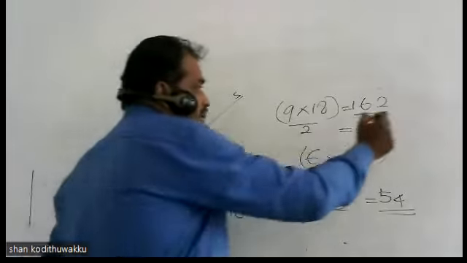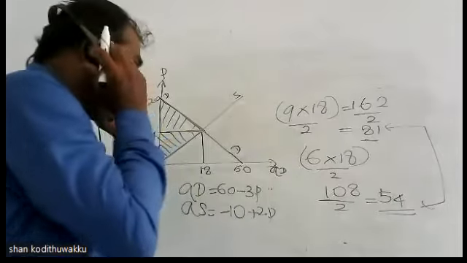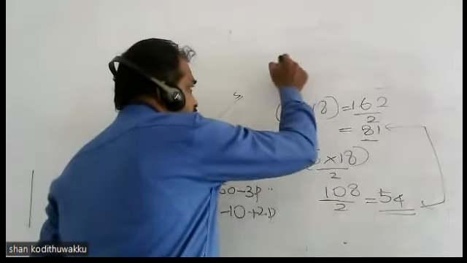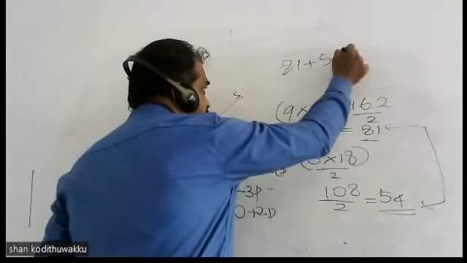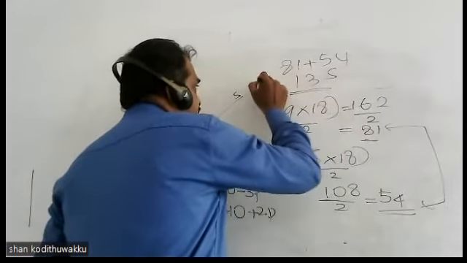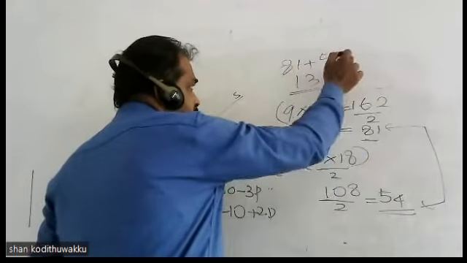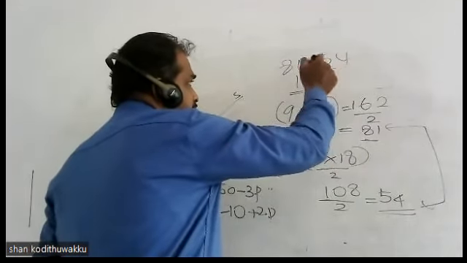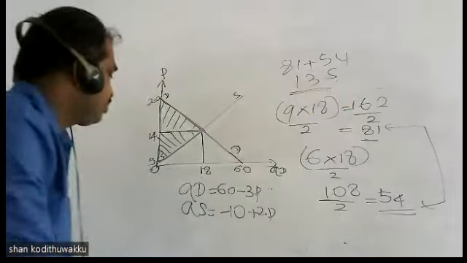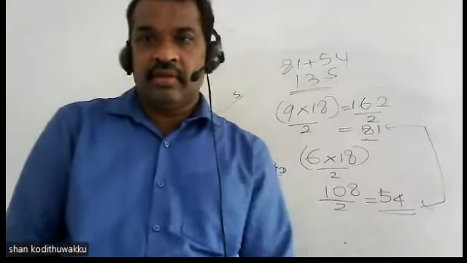Economic surplus is the addition of these two. This is producer surplus 81, consumer surplus 54. Then 81 plus 54, that is 135, the economic surplus. 81 producer surplus, consumer surplus 54, and 135 will be the economic surplus.